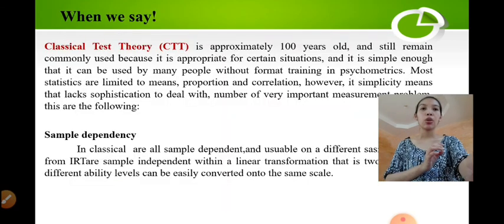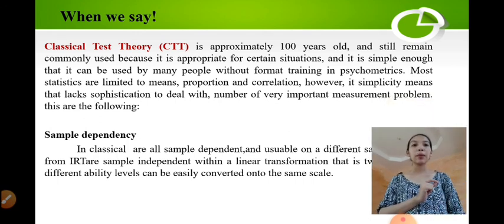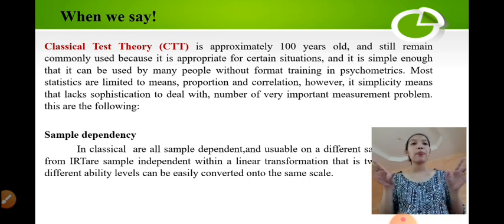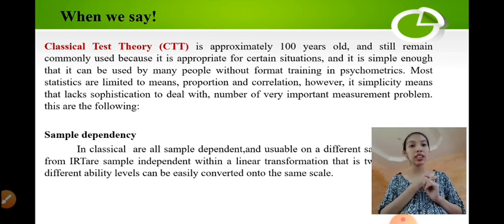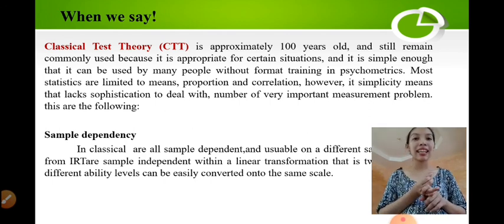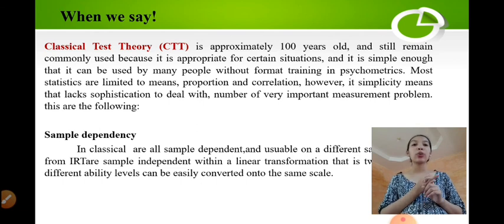Next. Classical test theory, or CTT, is approximately 100 years old and still remains commonly used because it is appropriate for certain situations. It is simple enough that it can be used by many people without formal training in psychometrics. Most statistics are limited to means, proportions, and correlations. However, its simplicity means it lacks the sophistication to deal with a number of very important measurement problems.